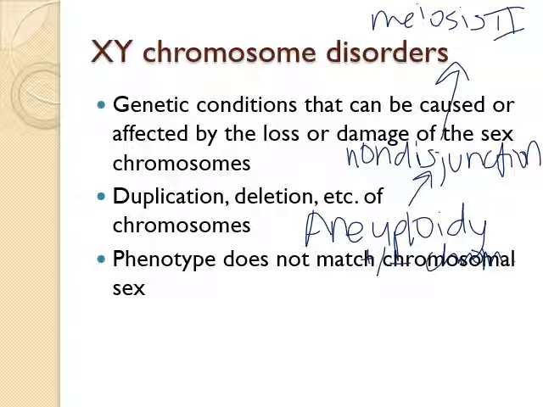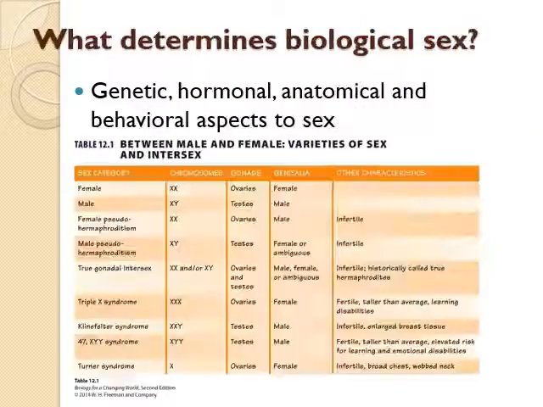You could have, there's a few other things that can happen, but one of the things that we're talking about with these chromosome disorders is a lot of times the phenotype does not match your chromosomal sex. Okay, and again, there's lots of different things that go into biological sex. There's also lots of things that go into gender, and those two are different. But with biological sex, there are genetic, hormonal, anatomical, and behavioral aspects to sex, right? And you can see that in your own offspring. If you have your own offspring, you can see that interacting with the world around you. You can see that in yourself, right?